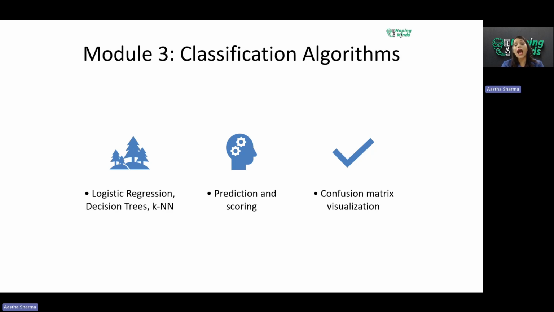We saw how to fit models, make predictions, and assess the performance using accuracy, confusion matrix, and decision boundaries. These visual tools help us to interpret how the model makes decisions. These are the things in the last model.